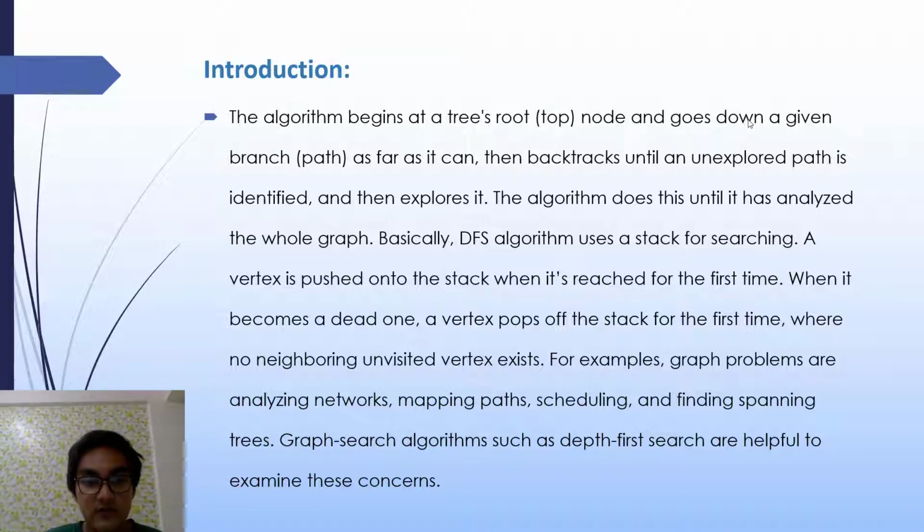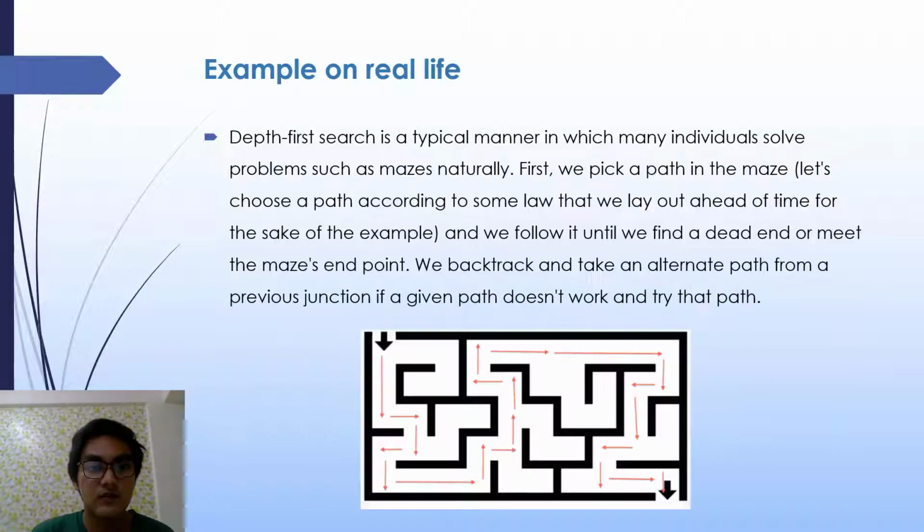A vertex is pushed into the stack when it's reached for the first time. When it becomes a dead end, where no neighboring unvisited vertex exists, the vertex pops off the stack. For example, graph problems include analyzing networks, mapping paths, scheduling, and finding spanning trees. Graph search algorithms such as depth first search are helpful to examine these. So now I'm going to show you a real life example for depth first search.